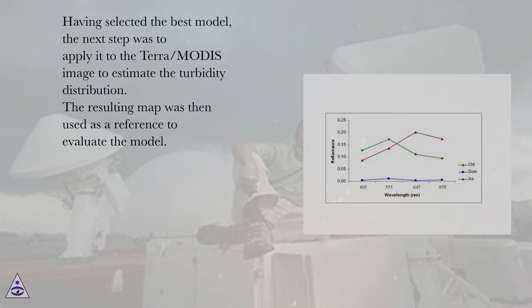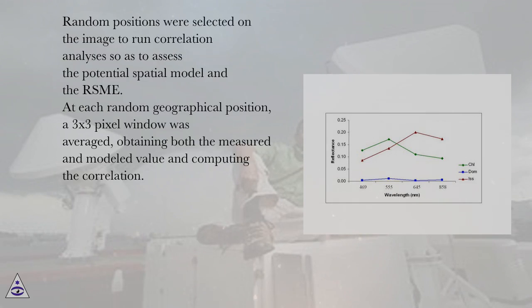Having selected the best model, the next step was to apply it to the Terra/MODIS image to estimate the turbidity distribution. The resulting map was then used as a reference to evaluate the model. Random positions were selected on the image to run correlation analyses so as to assess the potential of the spatial model in the RMSE. At each random geographical position, a 3x3 pixel window was averaged, obtaining both the measured and modeled value and computing the correlation.